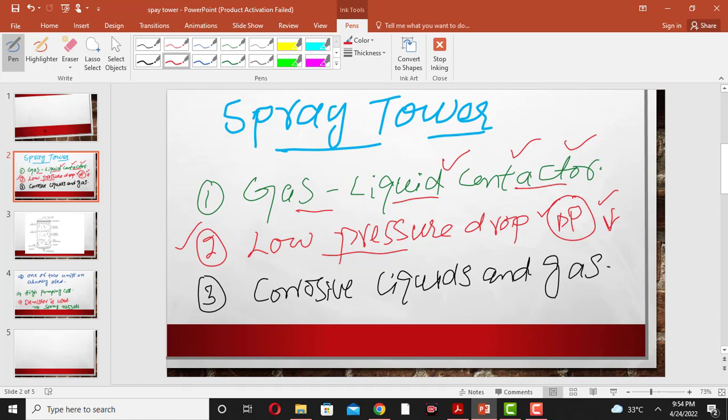Similarly, it is used for corrosive fluids, meaning corrosive liquids and corrosive gases. It is also used for suspended liquids, those solutions which consist of some suspended solids and fluids. In that case we will use spray towers.